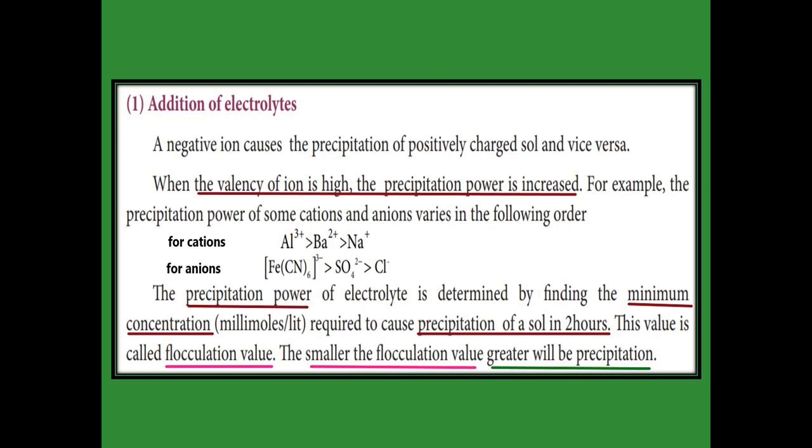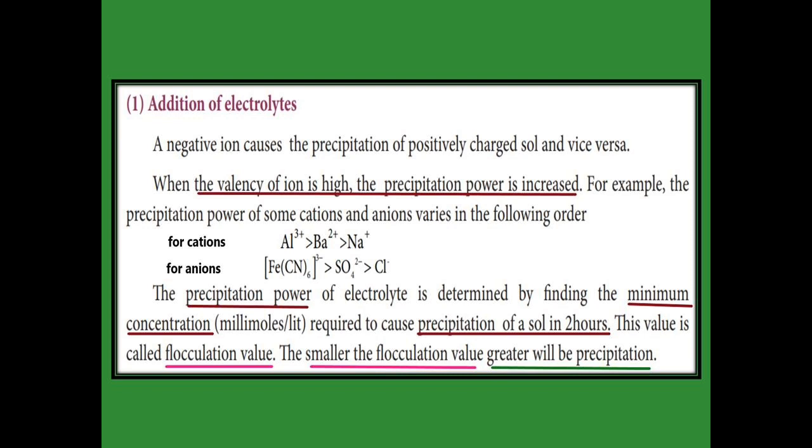The same way for anions. See the hexacyanoferrate, what is the valency there? 3 minus. And sulfate has 2 minus, and chloride 1 minus. Among these three, which one has more valency? Hexacyanoferrate has more valency, so the precipitation power is highest for hexacyanoferrate. After that, sulfate. The last place goes to chloride, because it has less valency. So the one with more valency has high precipitation power.